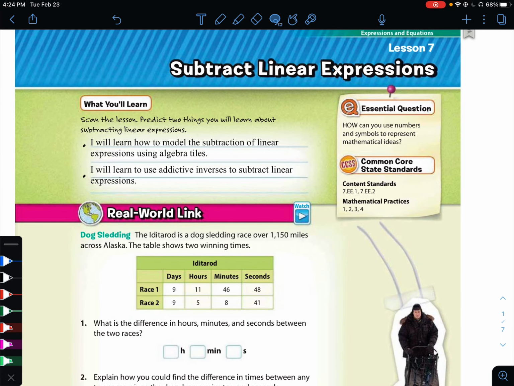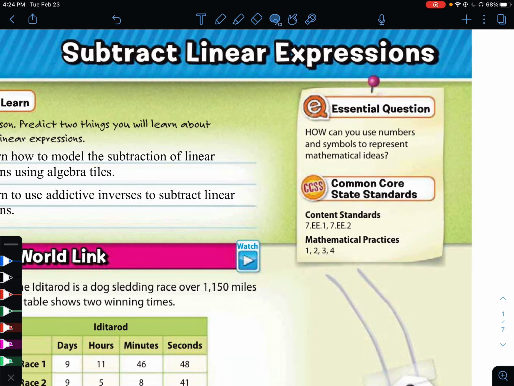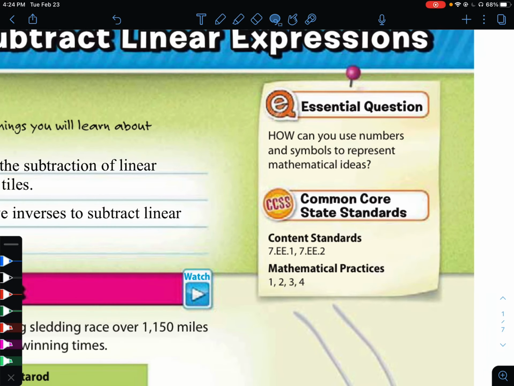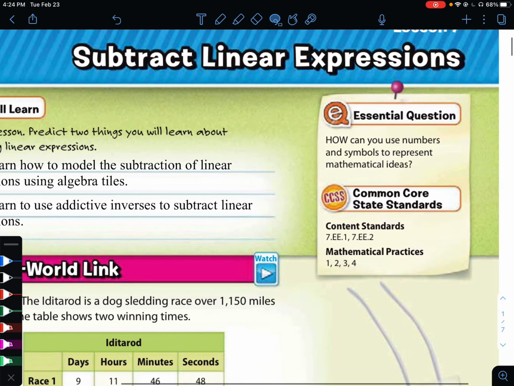This is lesson 7 of chapter 5, and in this lesson we are going to subtract linear expressions. The essential question we've been dealing with: how can you use numbers and symbols to represent mathematical ideas? In the last lesson, we learned how to add linear expressions. We represented word problems as expressions. In this lesson, we are going to learn how to subtract linear expressions.